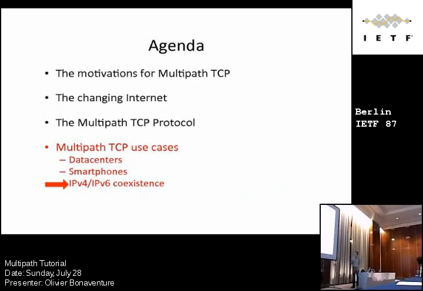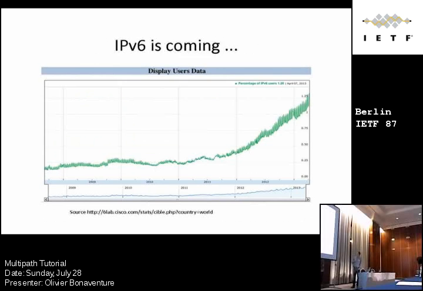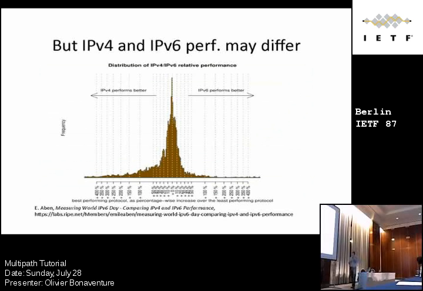Last use case is IPv4, IPv6 coexistence. So we know that IPv6 is coming, and there is a growth in the number of IPv6 users. But we also know that when you look at the characteristics and the performance of paths, IPv4 and IPv6 do not provide the same performance. In some situations, IPv4 is better than IPv6. In other situations, IPv6 is better than IPv4. And during the lifetime of a long TCP connection, the quality difference and the amount of congestion over the different paths may change during the lifetime of the connection.